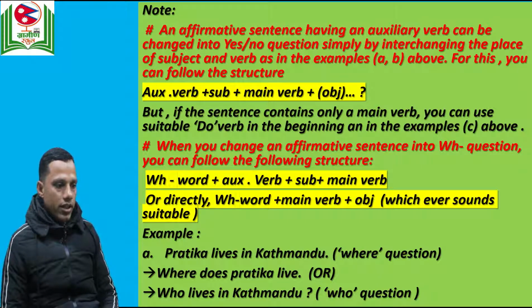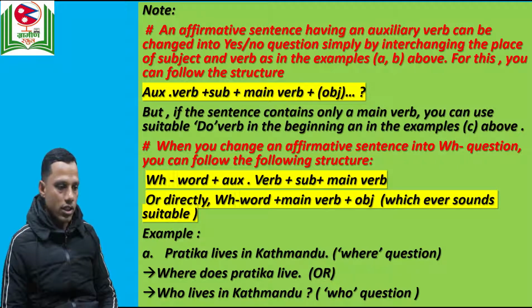Now, next point. When you change an affirmative sentence into a WH question, you can follow this structure: WH word plus auxiliary verb plus subject plus main verb, right? If you follow this way, you can easily change an affirmative sentence into interrogative. You can see the example there. Pratik lives in Kathmandu. Now you have to change this sentence into a where question: where does Pratik live? Or if you are asked to change it into a who question, you can simply make it, who lives in Kathmandu, right?